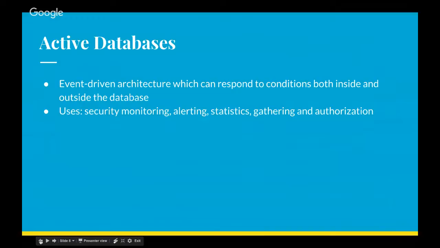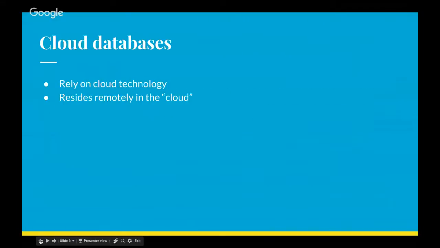Next, we have active databases, which are an event-driven architecture that can respond to conditions both inside and outside the database. Some uses of active databases are security monitoring, alerting, statistics gathering, and authorization. Next are cloud databases, which are self-explanatory. They are databases that rely on cloud technology and reside in the cloud.